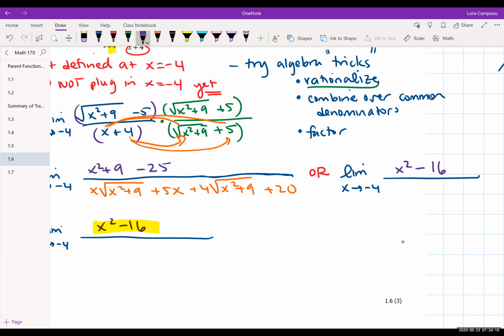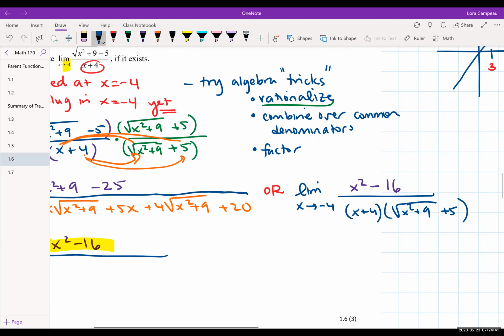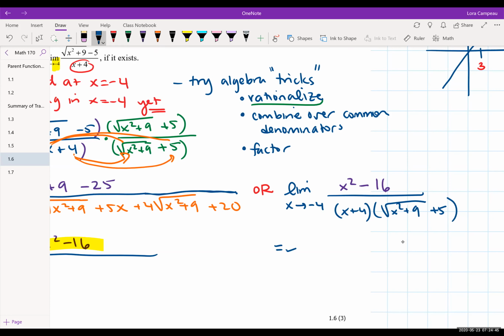Wasn't a bad review, wasn't it? Maybe I should really just keep it the same. Let's keep it x plus 4 times the square root of x squared plus 9 plus 5. Let's look at this. Now remember that difference of squares, very popular. Let's see if we can factor it out.